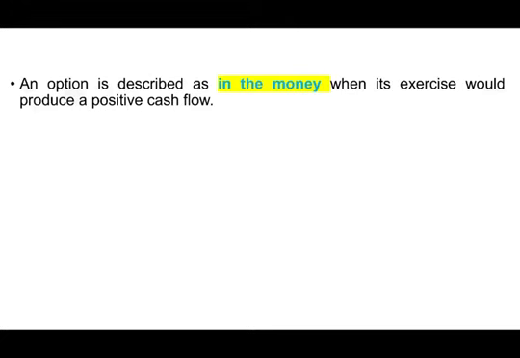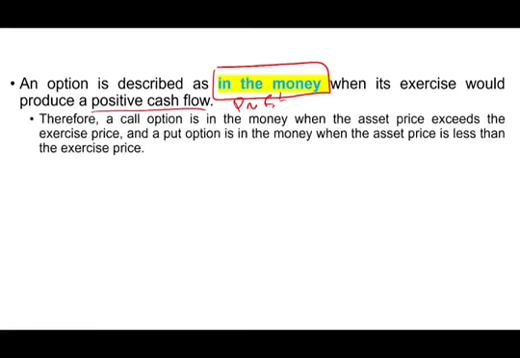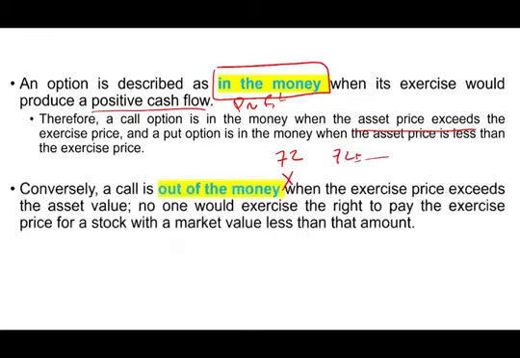When we say an option is in the money, what does it mean? An option in the money means when you exercise it, you will have a positive cash flow. You will have a profit. Therefore, a call option is in the money when the asset price exceeds the exercise price. So if the exercise price X equals 72, when would that option be in the money? When the price is 72 plus. Any price above 72 is in the money.